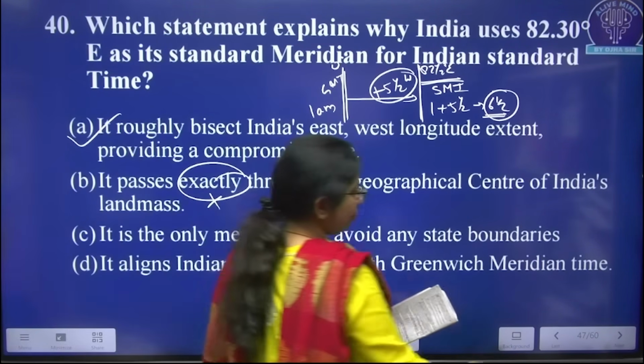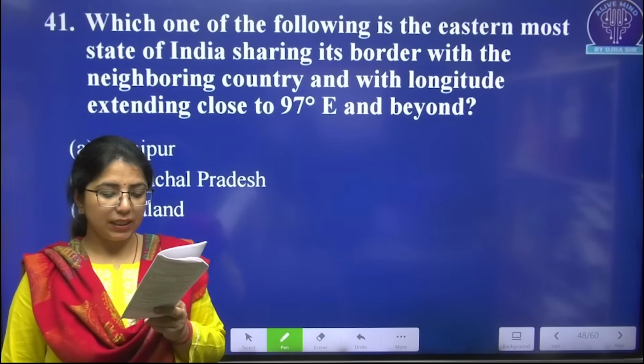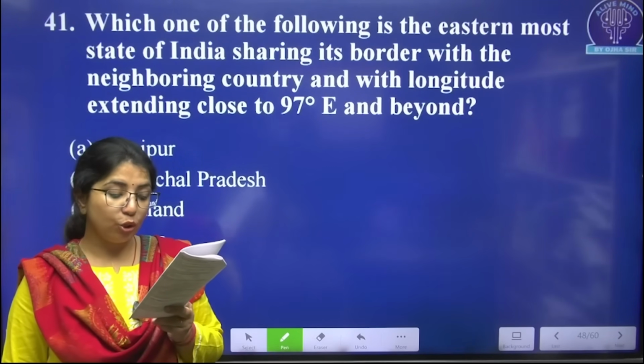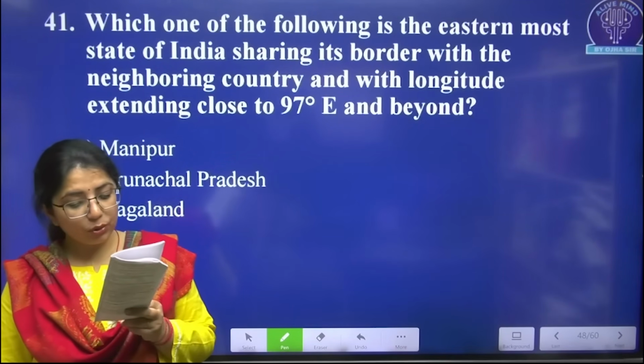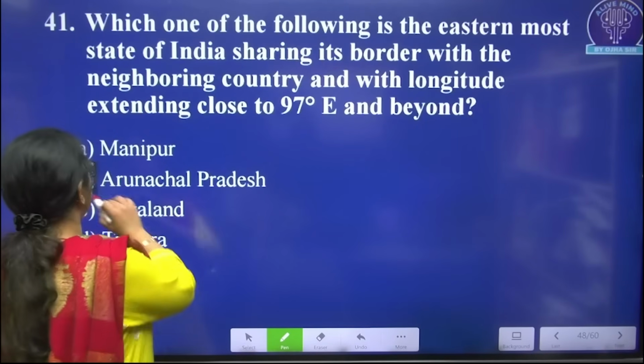Now comes question number 41. Which of the following is the easternmost state of India, sharing its border with the neighboring country, with longitude extending close to 97 degree east and beyond? It is Arunachal Pradesh.